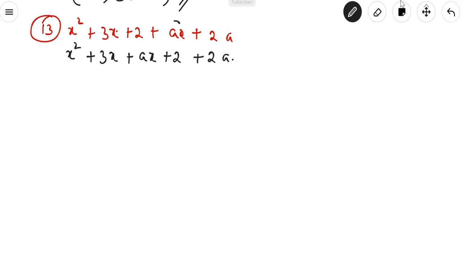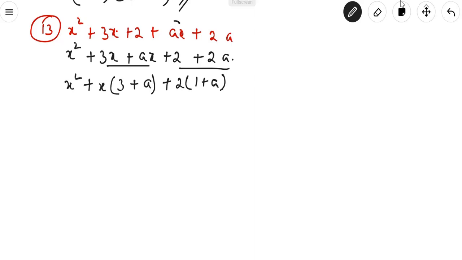Now what we will do, we'll try to take common here. This one we will group and this we will group. So x square plus 3x, x I can take common here, so this becomes 3 plus a. Plus what I can take here common, 2. If I take 2 common here, this becomes 1 plus a. So 1 plus a I can take common.